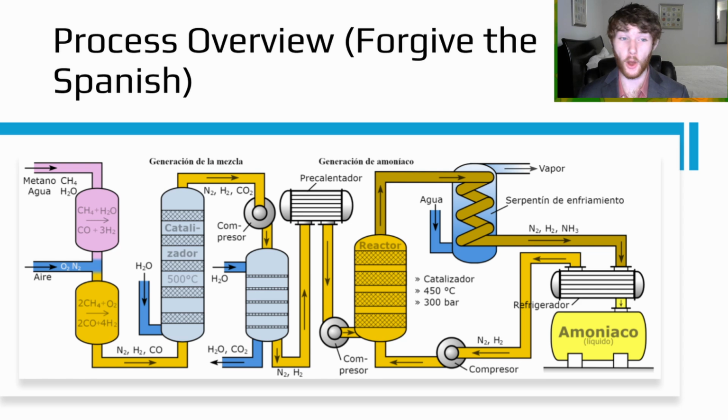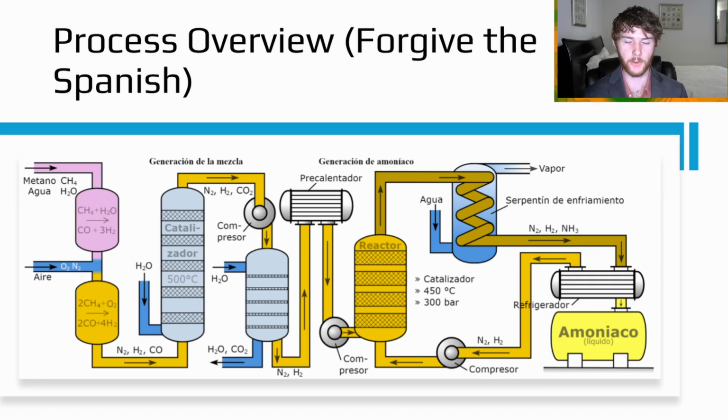As a general overview of the Haber-Bosch process, its primary inputs are water, methane, and air. So very accessible reactants, and because this is such an established process, essentially they've worked their way back to the most basic reactants they can get.